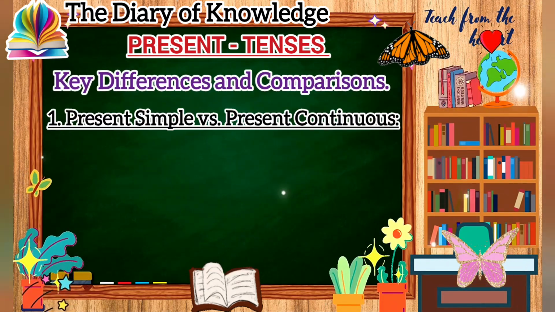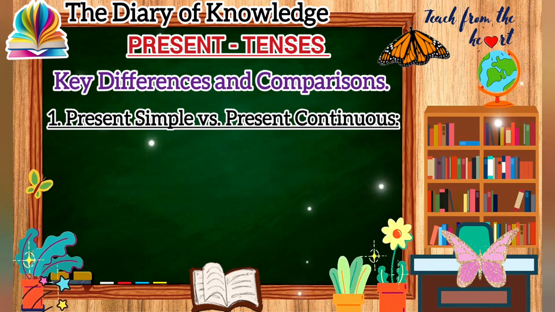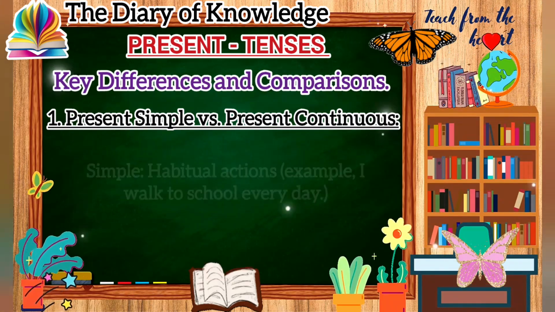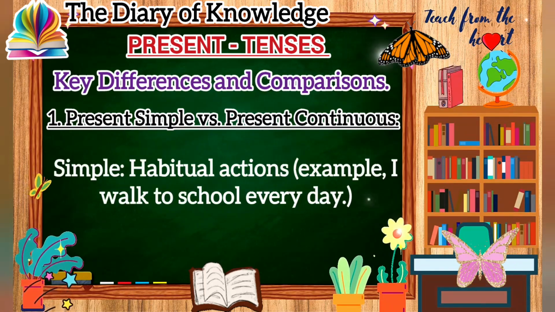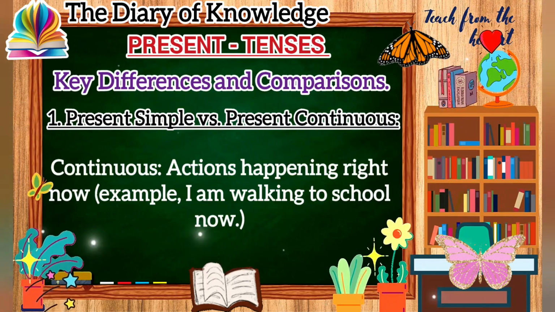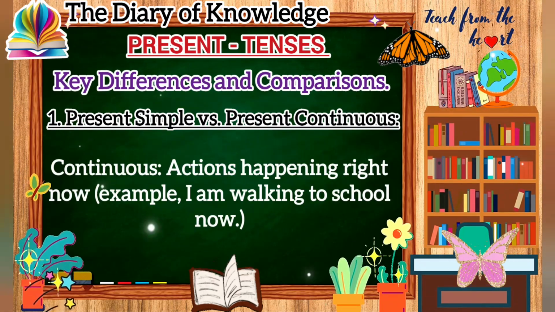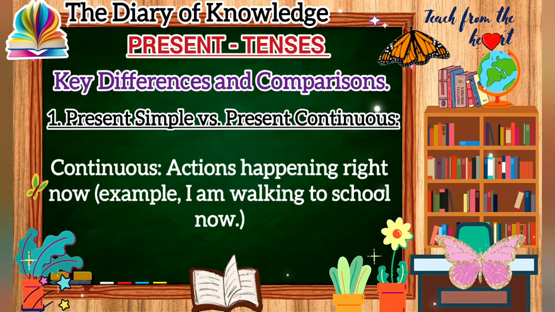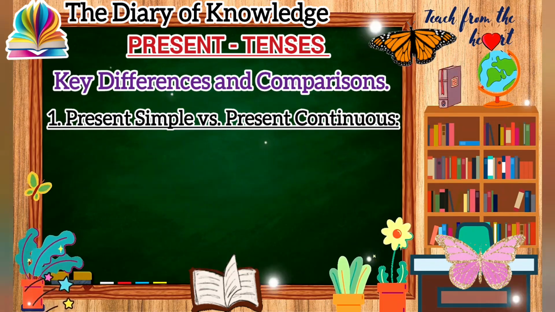Key differences and comparisons. First, present simple versus present continuous. Simple: habitual actions. Example, I walk to school every day. Continuous: actions happening right now. Example, I am walking to school now.